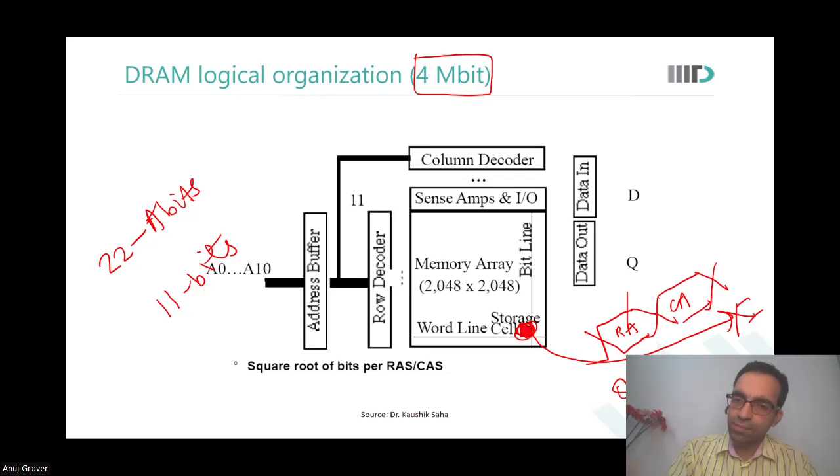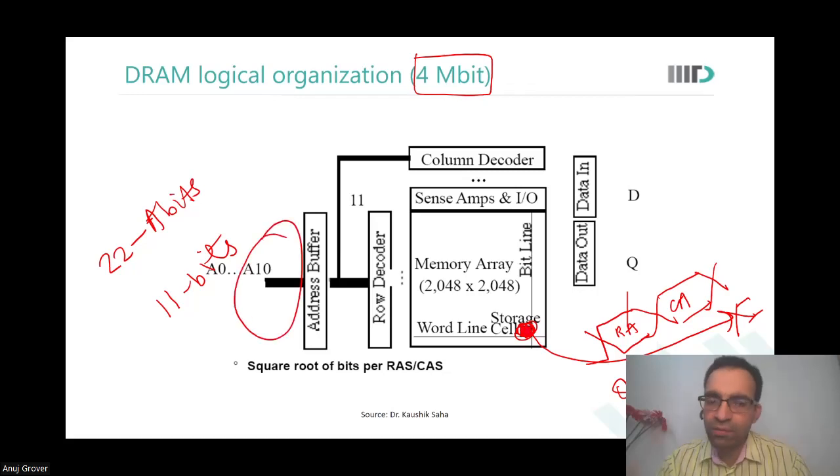So what's the benefit of sending 11 and 11? Are we using fewer resources? Yes, your bus width is now 11 instead of 22. But what about the power consumption? Overall, the power consumption will be the same, 11 plus 11 is 22. But at an instant, the power consumption is reduced by half.